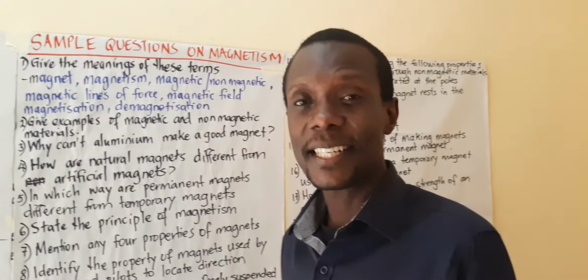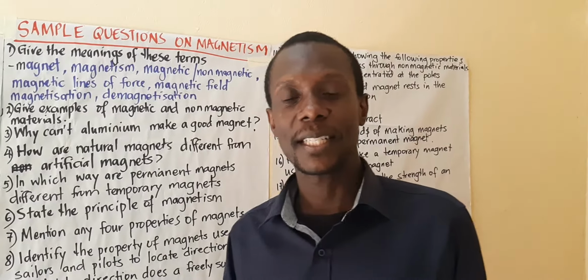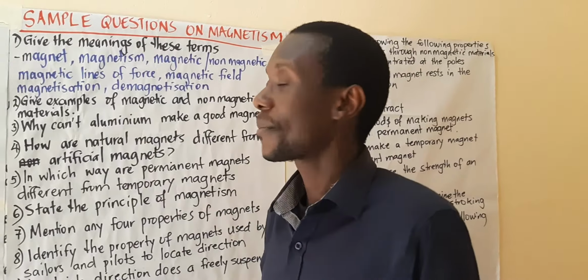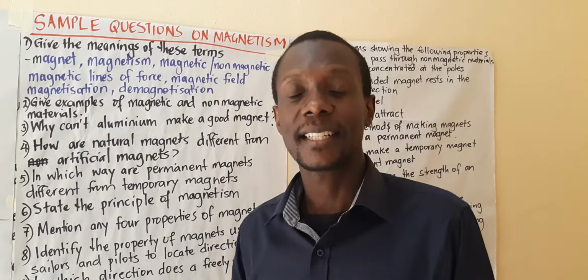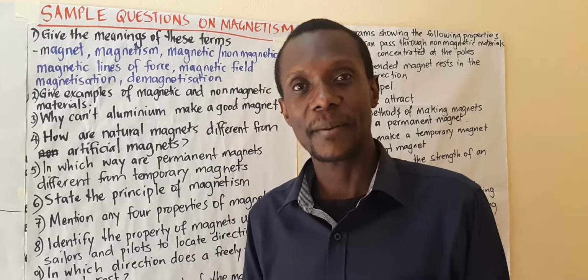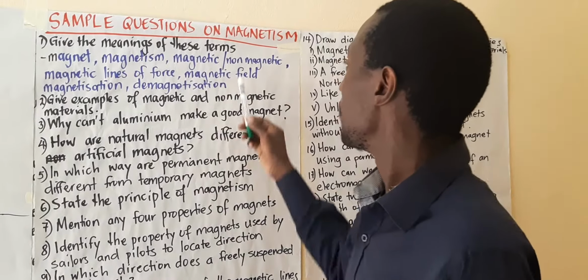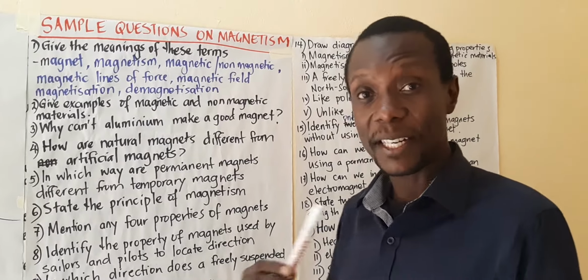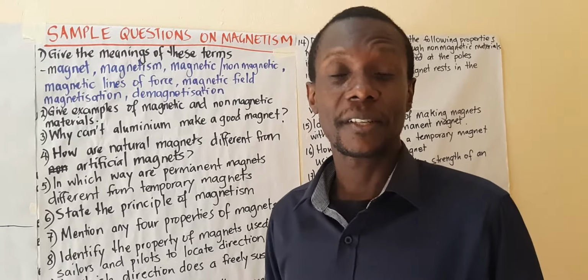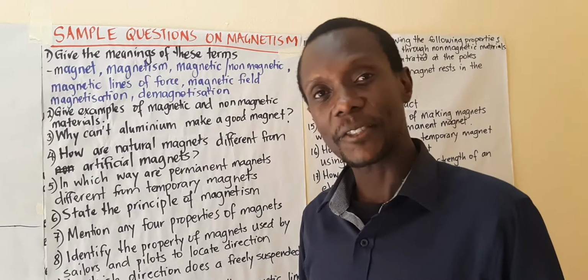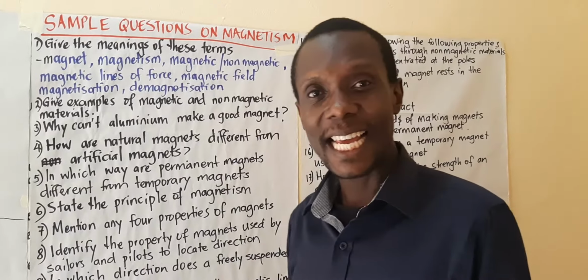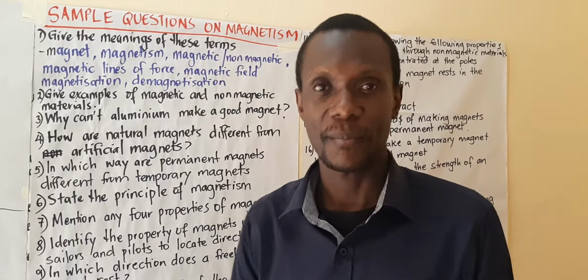Magnet. A magnet is a piece of metal that has got the ability to attract other magnetic materials. Magnetism, in our first video we said it is the force that enables a magnet to attract other magnetic materials. Magnetic materials are materials that can be attracted by a magnet. Non-magnetic materials are materials that cannot be attracted by a magnet. Magnetic lines of force are the lines that show the direction of the magnetic field.